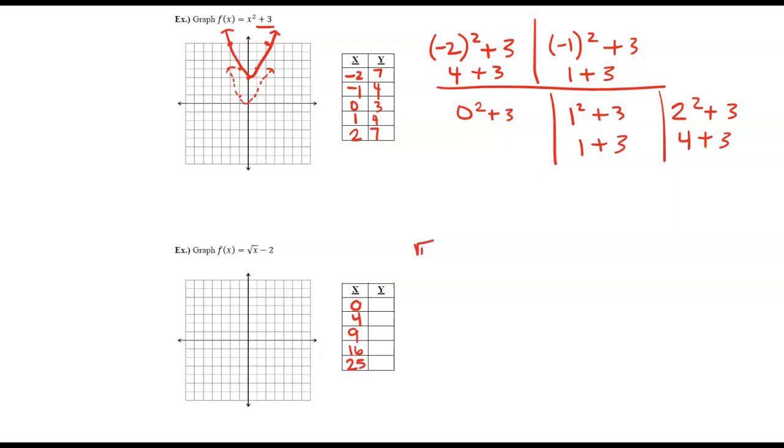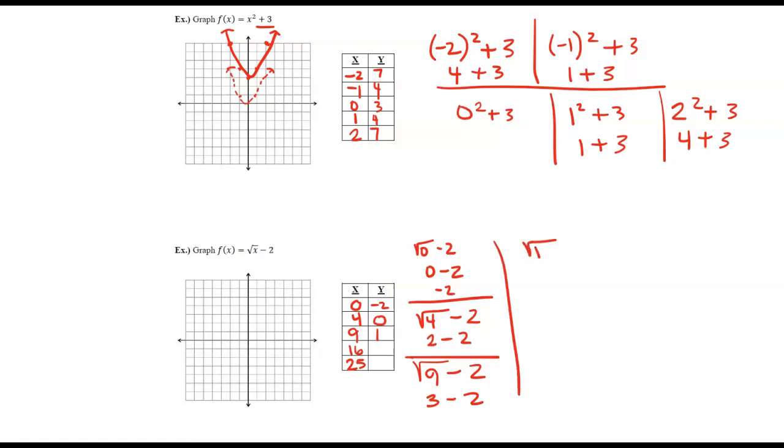So square root of 0 minus 2, we just get 0 minus 2 or -2. Square root of 4 minus 2, square root of 4 is 2. 2 minus 2 is 0. Square root of 9 minus 2, square root of 9 is 3. 3 minus 2 gives us 1. Square root of 16 minus 2, square root of 16 is 4. 4 minus 2 gives us 2. Seeing a pattern here? Square root of 25 minus 2, square root of 25 is 5. 5 minus 2 is 3.